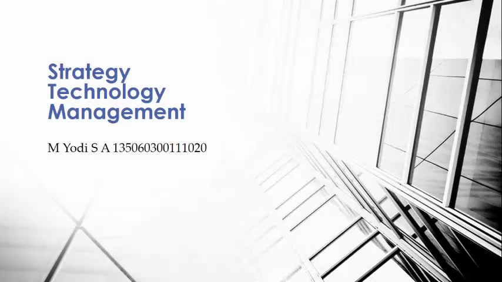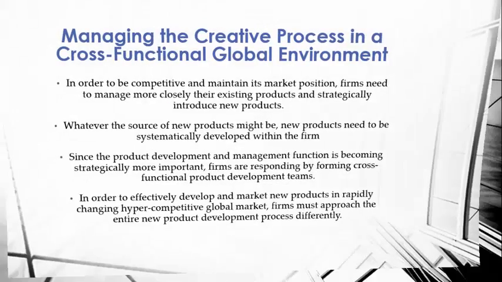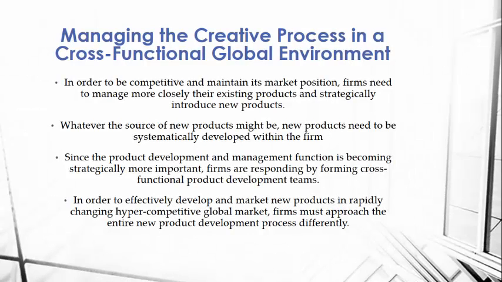Okay, hello guys. Right now I will try to explain a little bit of strategy technology management. In this presentation, there will be at least three topics. These are managing the creative process in a cross-functional global environment, product concept development in a competitive marketplace, and the last one is business analysis and market potential. Let's get started with the first one, managing the creative process in a cross-functional global environment.